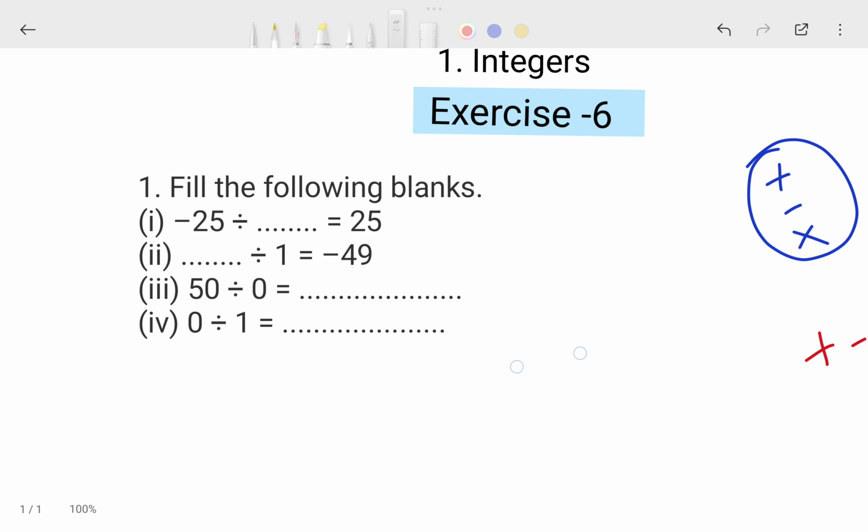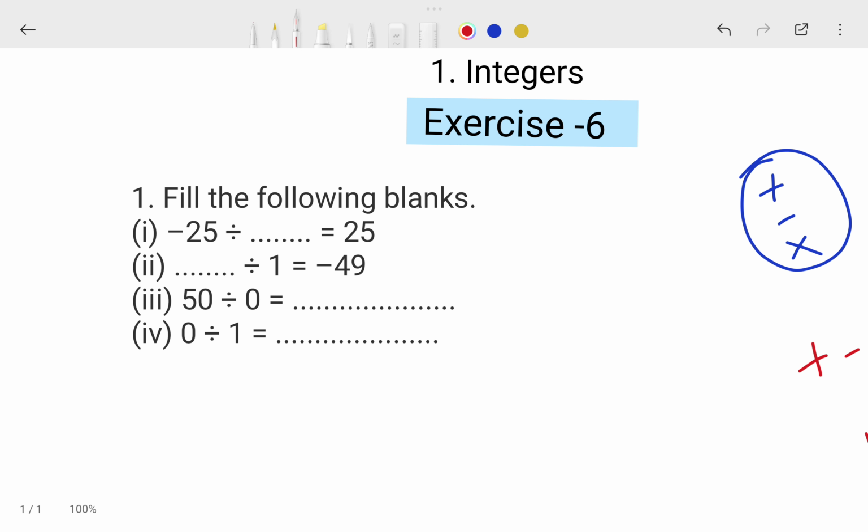Okay, now what is this question telling? This is 25, and we have to find which number we divide by so that the answer is going to be 25. Which number will you divide by? Just forget this line and understand it like this. I chose this 25, I didn't write the minus, I just wrote 25. Now which number do I have to divide by so the answer is 25?